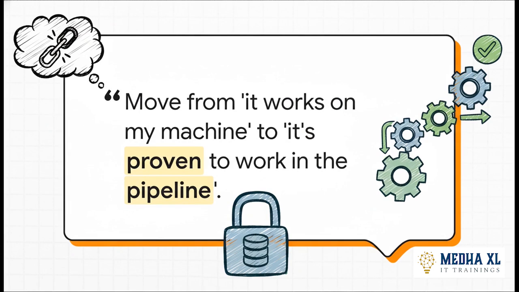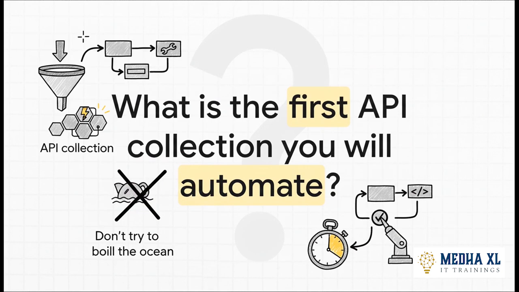And this quote just perfectly sums up the whole cultural shift. Automating your API tests isn't just about making things easier. It's about creating a single source of truth. It completely eliminates that classic developer excuse and replaces it with automated, objective proof that your system is working exactly as expected. So, I'll leave you with this question.